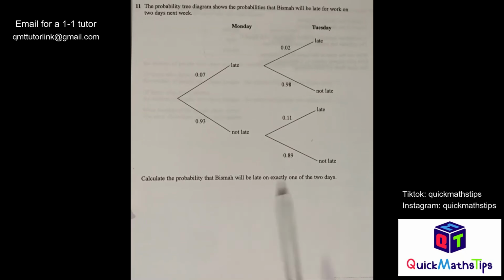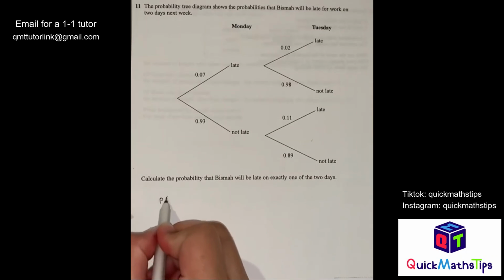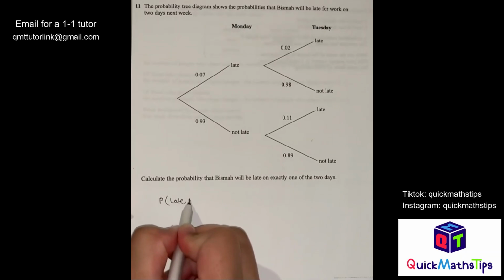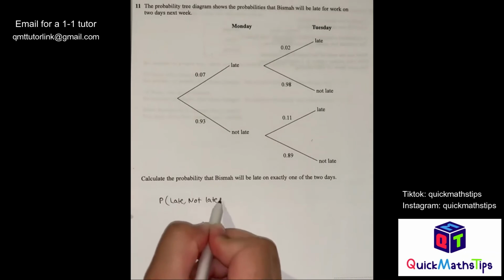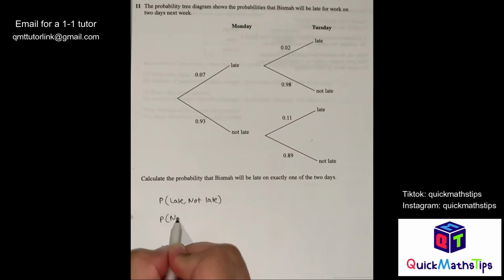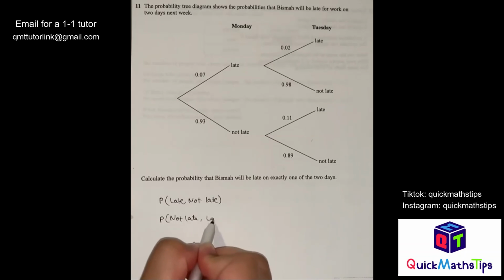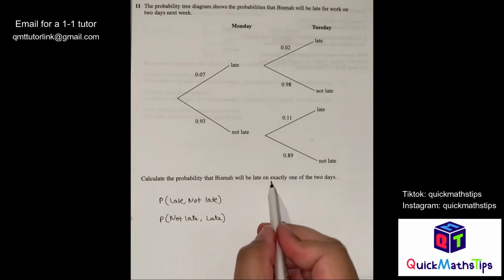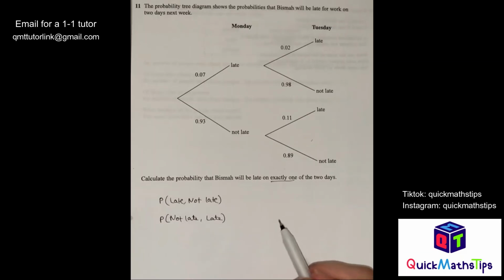Okay, so you've got your probability tree diagram in this question. It says calculate the probability she's going to be late on exactly one of the 2 days. So you've got two options: the probability that she's late on Monday and not late on Tuesday, or the probability that she's not late on Monday and late on Tuesday, because this is the probability she's late on exactly one of the days, either Monday or Tuesday.